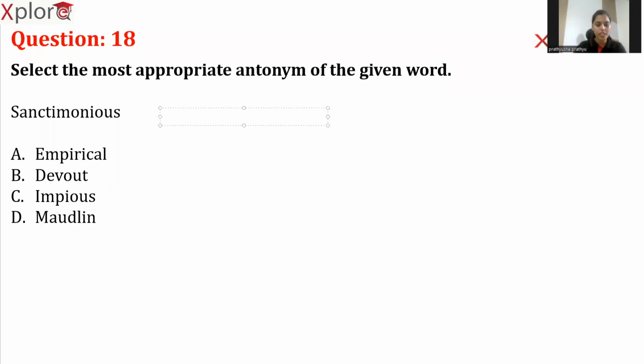Sanctimonious means feeling that you are superior to others. And what kind of superiority do you have?